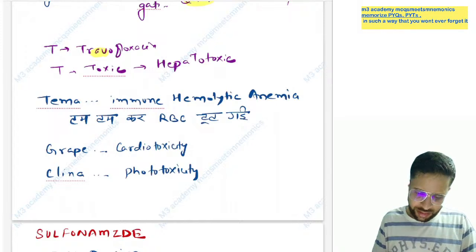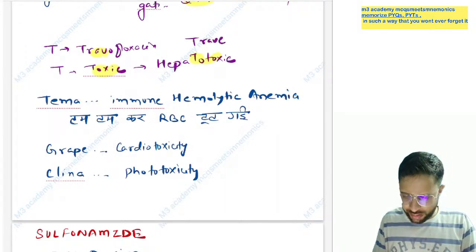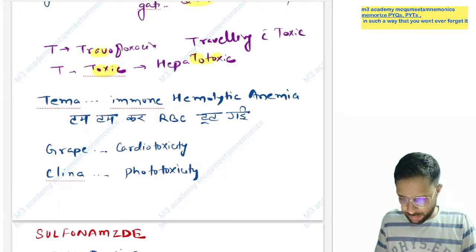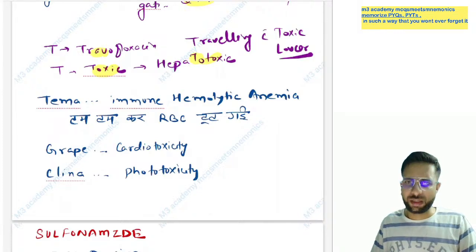Next is trovafloxacin. Trova, T4 toxic, so this is hepatotoxic. Yes. So you are traveling with the toxic love. Yes. So liver. Yes, you can remember.